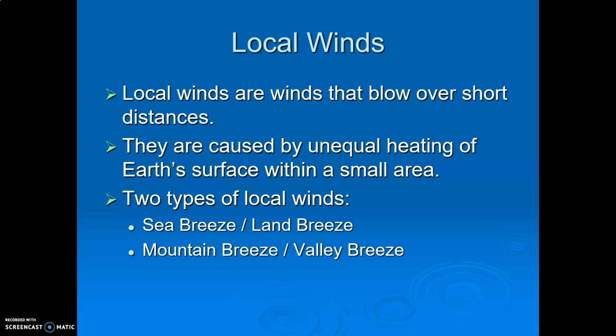Now, local winds are winds that are locally going to be based on the environment around them. So local winds are going to blow over short distances. Global winds blow all the way around the world. Local winds blow in a small area. They are going to be caused by the unequal heating of Earth's surface within that particular area.